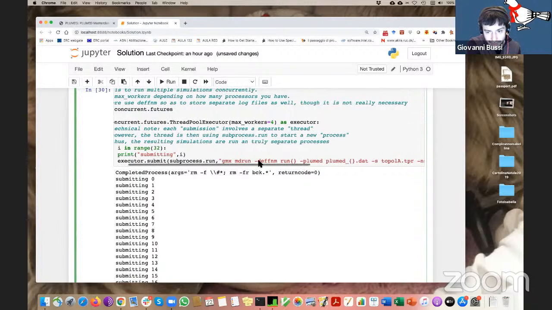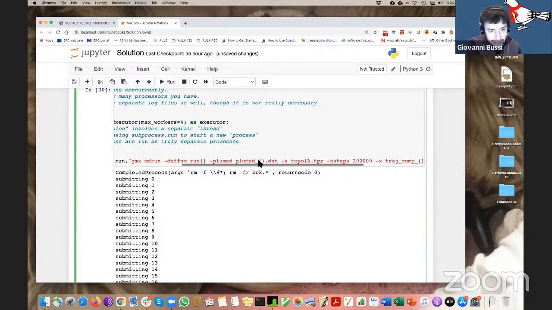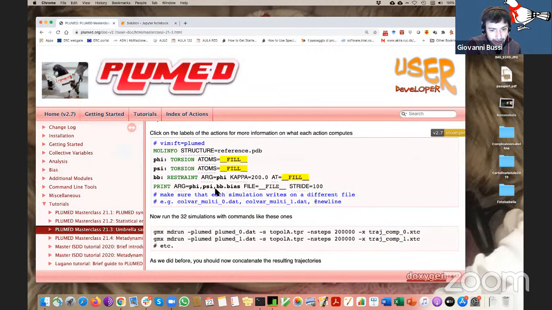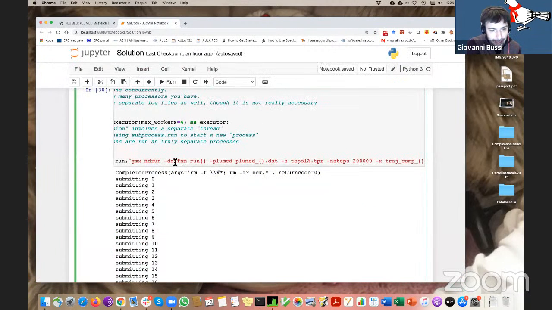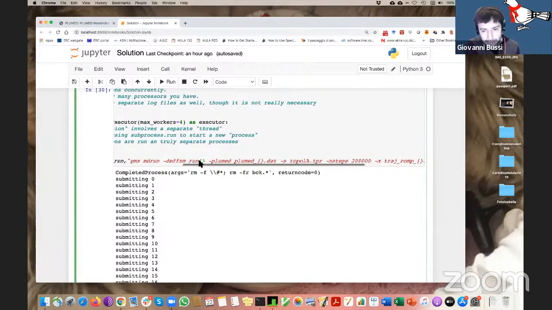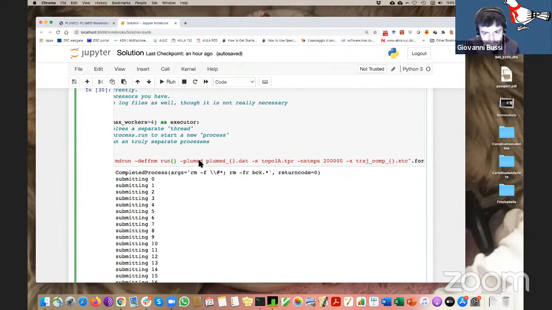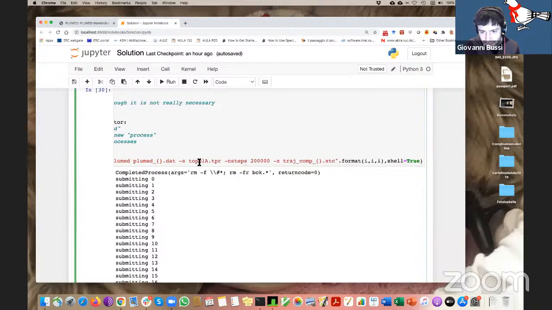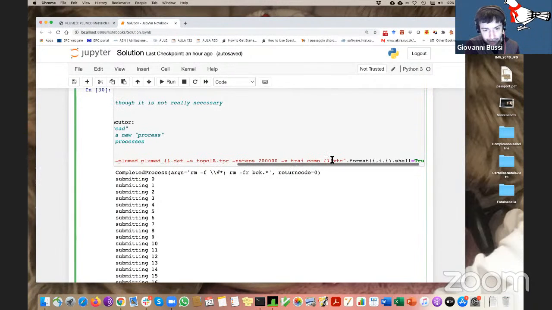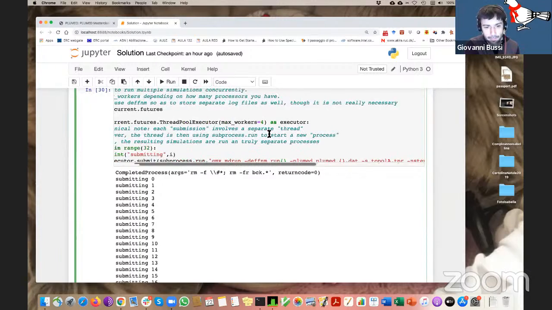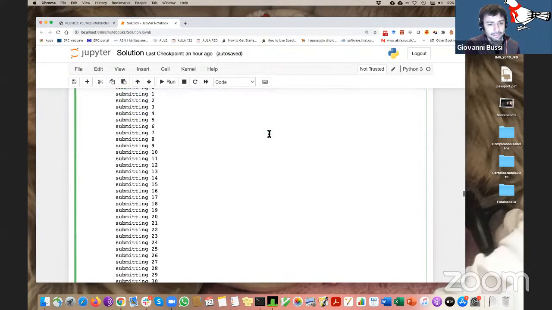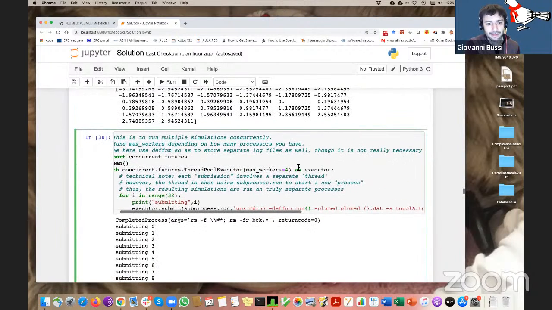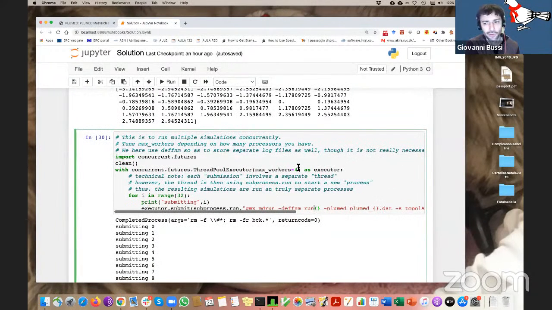And each of them is run with a command that is very similar to the one that I suggested here. There is only a slight change that I made. I use this -deffnm option so as to have also separate log files. I think I was doing this at the beginning to just check what was happening in the log files. It's not really necessary. The important thing is that we write on separate trajectories, and that's done here. Okay, now it's done. Questions, comments?